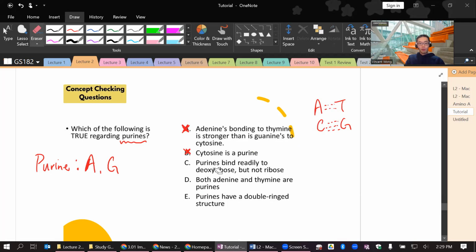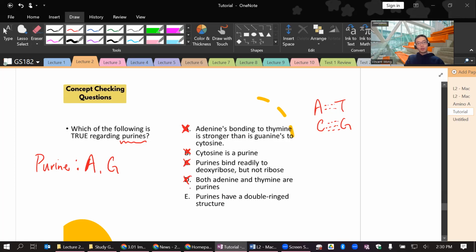No, both DNA and RNA have purines, right? It's the difference between the T and the U, right? So that's not correct. Both adenine and thymine are purines? That's also not true. We can see that here.